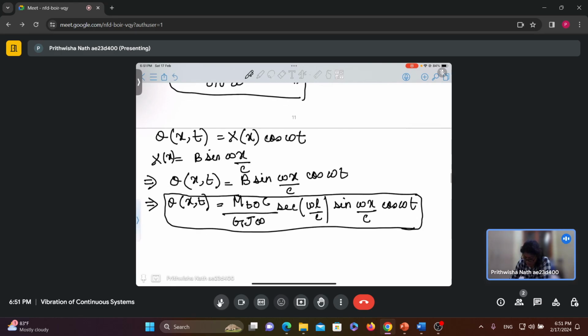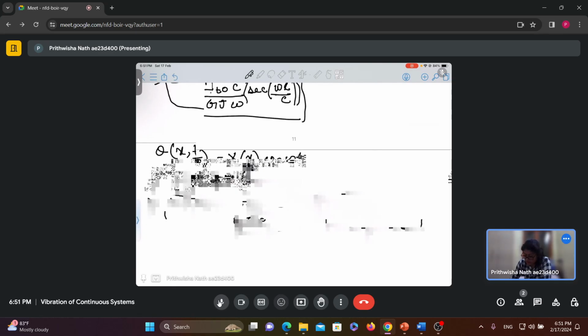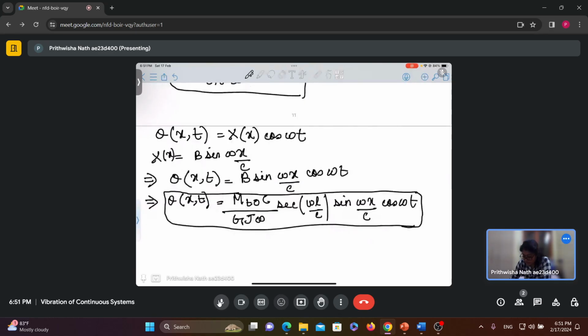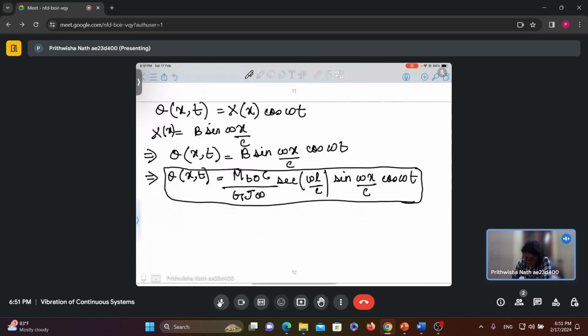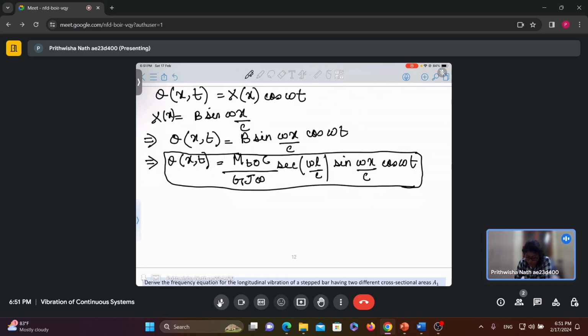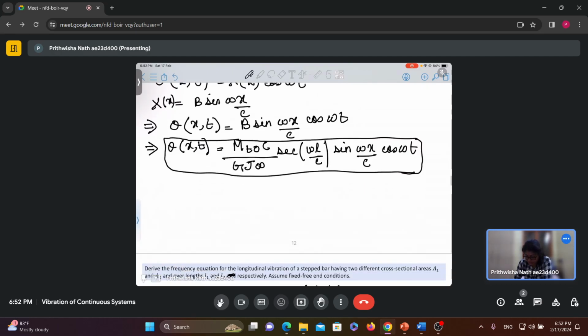So finally I substitute all these expressions to get the value of theta as M_t0 into c divided by GJ omega, sec omega L by c, sine of omega x by c, into cos omega t. So this is the final expression for theta.